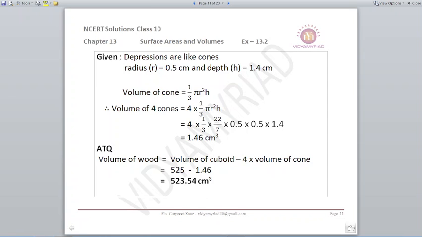Now we have to find out the volume of the wood. So what should we do? We will take the volume of the cuboid we found out, that is 525. On this we will subtract the 4 volumes of the cone which we have just found out. So 525 minus 1.46, we get 523.54 centimeters cube. This is the volume of the wood which was in the shape of a cuboid.